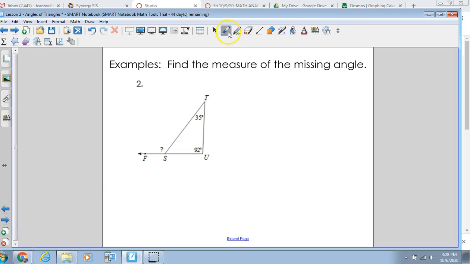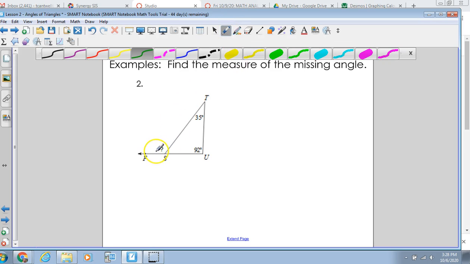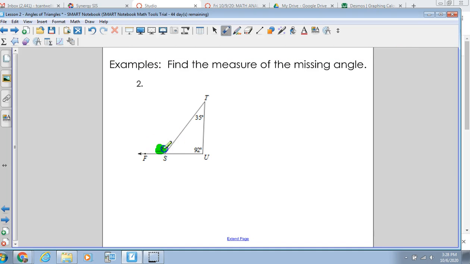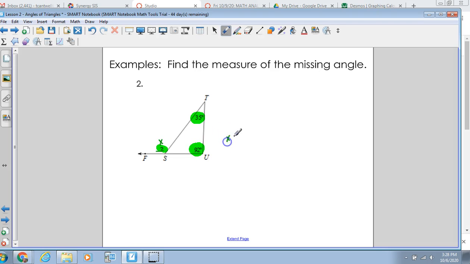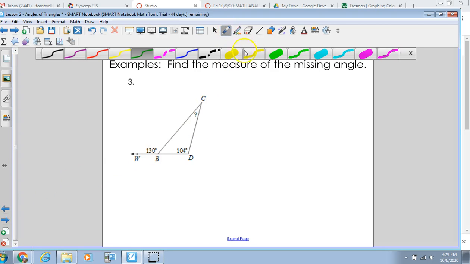Example number 2. We're trying to find this angle right here. It's an exterior angle, so it's equal to the sum of the two remote interior angles. It's equal to 35 plus 92. So our missing angle over here is just 35 plus 92. And when we add that up, we get 127 degrees. Simple.